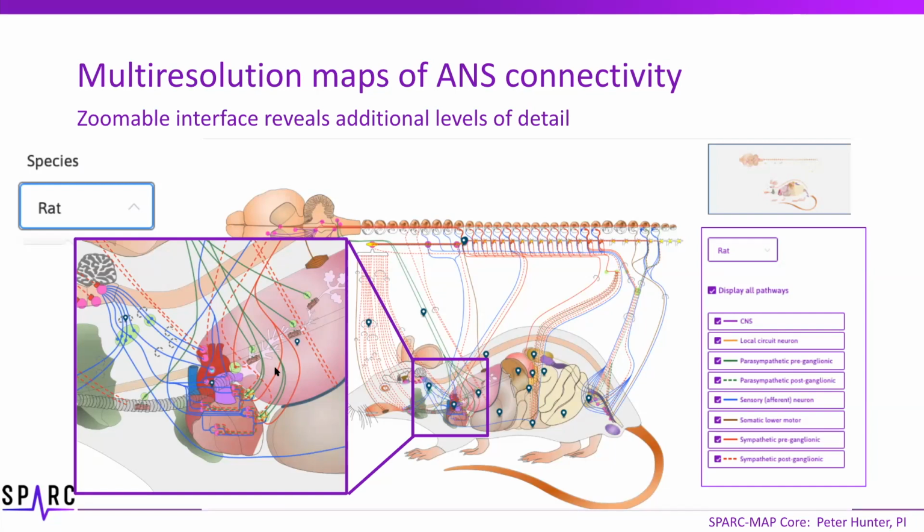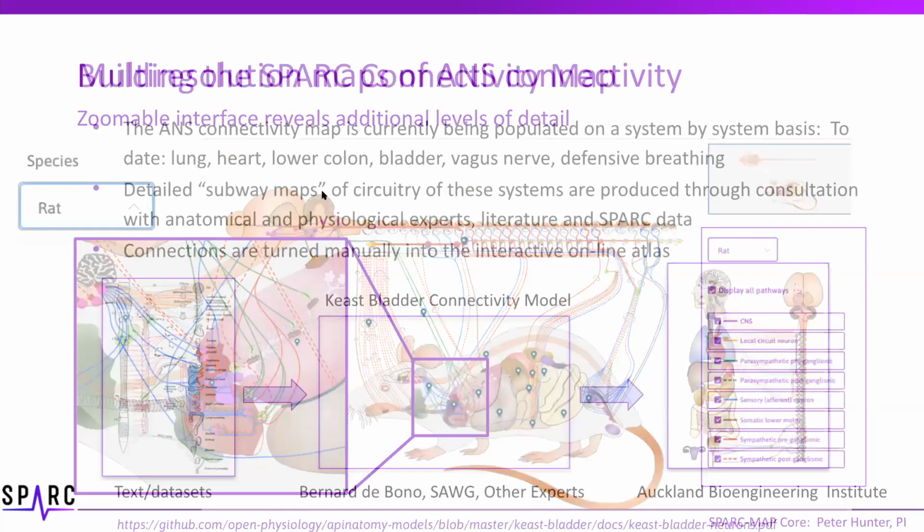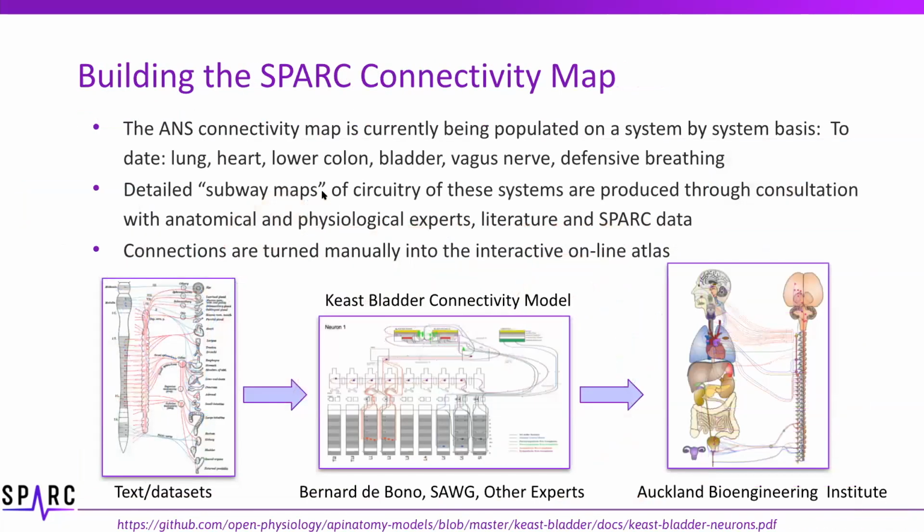And as you zoom into these maps, additional complexity is revealed. So the question then is, how do these maps come into existence? How is it that these connections are put onto these flat maps? Well, these are being populated right now on a system-by-system basis for the most part. That is, we have knowledge engineers and other experts who are creating detailed subway maps of circuitry of individual systems.